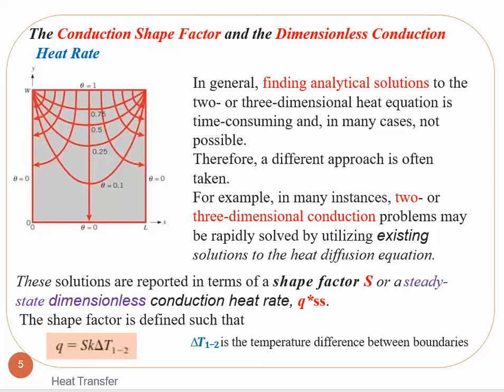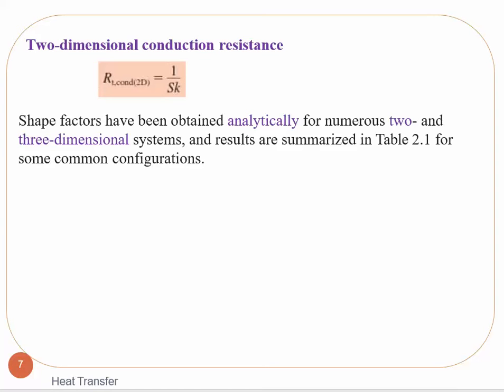These solutions are reported in terms of the shape factor, denoted by S, or a steady state dimensionless conduction heat rate, q*ss. The shape factor is defined such that Q is equal to S k times the change of temperature, where the change of temperature from 1 to 2 is the temperature difference between boundaries. Two-dimensional conduction resistance: the shape factor has been obtained analytically for numerous two and three dimensional systems, and results are summarized in a table. The formula for the conduction resistance for two dimensions is 1 by Sk.